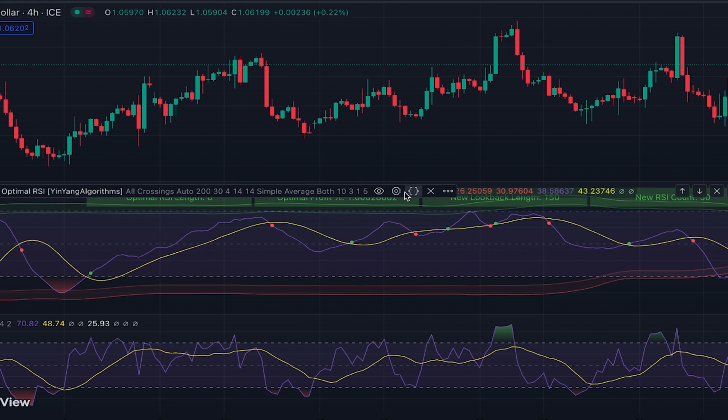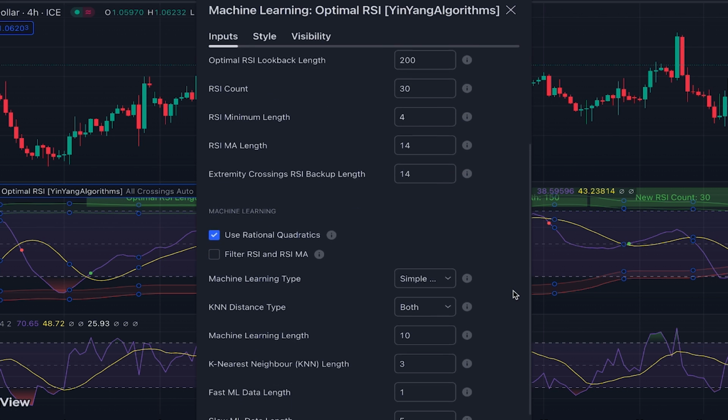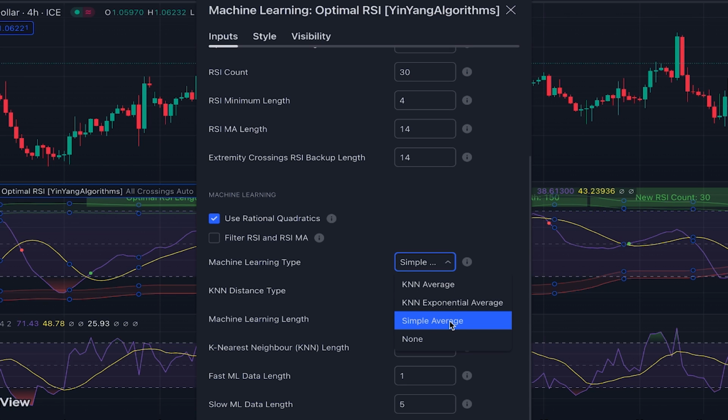Please pay attention that by default, finding of optimal RSI is based on all crossings of the RSI line and its moving average line. There is also another option, extremity crossings, that takes the crossings where RSI is less than 40 or above 60. For example, if RSI is above 60 and it crosses below its moving average line, it's considered. So based on your trading strategy, if you take buying or selling signals that happen at extreme levels, you must choose this option. And also for the machine learning type, by default it's set at simple average, but there are also KNN average and KNN exponential average. Based on my testing, simple average is a good one, offering a smooth and less noisy RSI line.